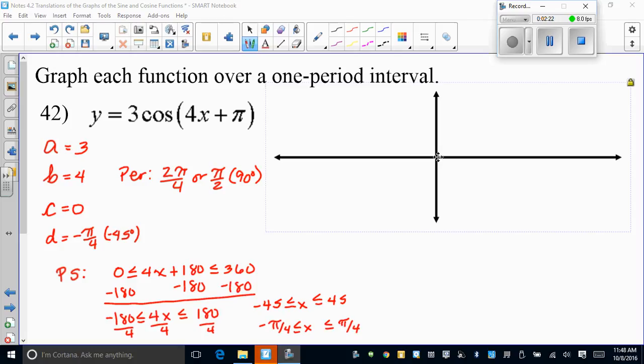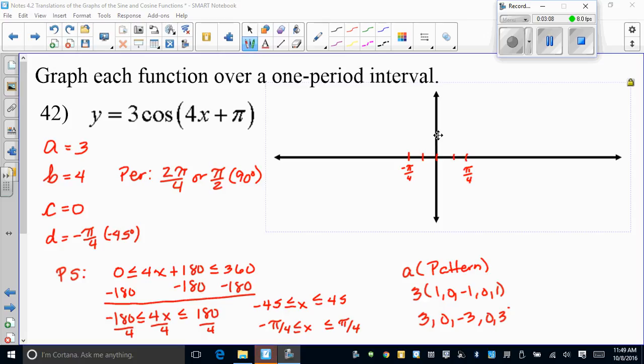So at 0, we're going to put negative pi over 4 here. Same length, positive pi over 4 here. And our 0 is our middle point, and then we need quarter points. Okay, it's going to be a very small squishy graph. So A times the pattern. So you have 3 times the cosine pattern, 1, 0, negative 1, 0, 1. So this is going to be 3, 0, negative 3, 0, positive 3.